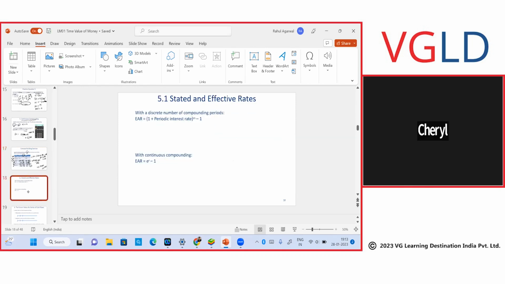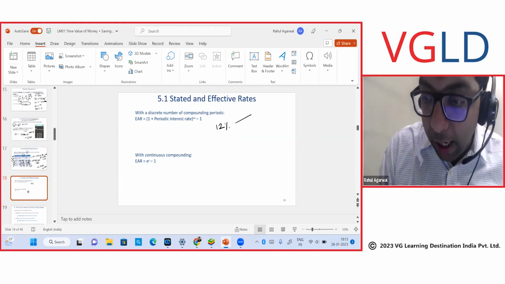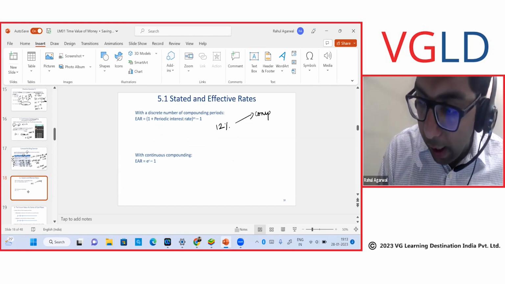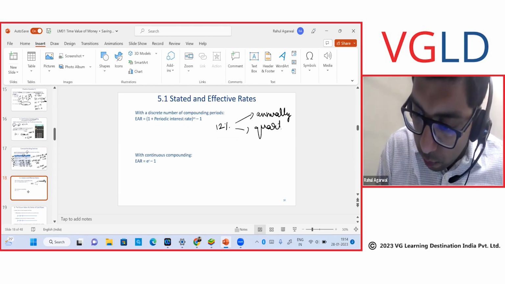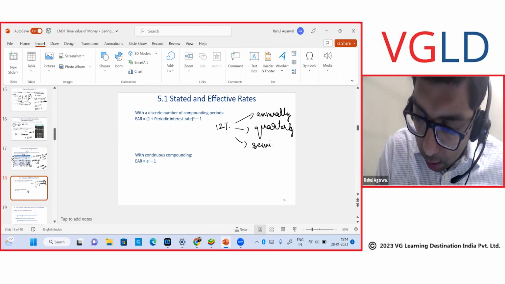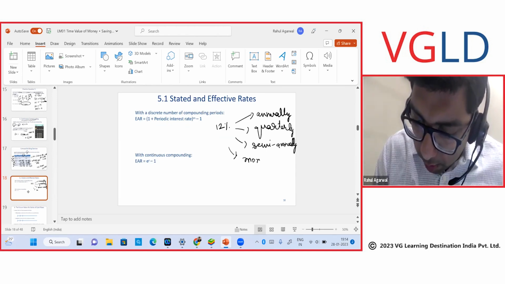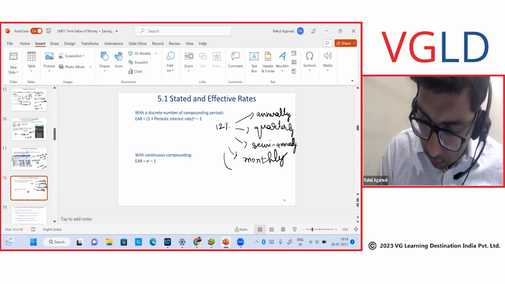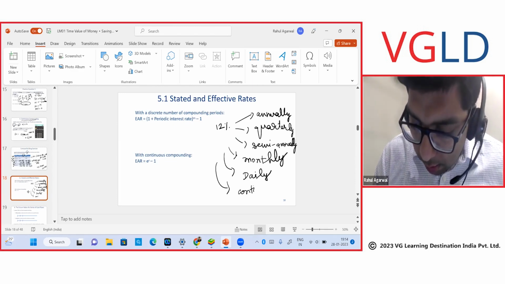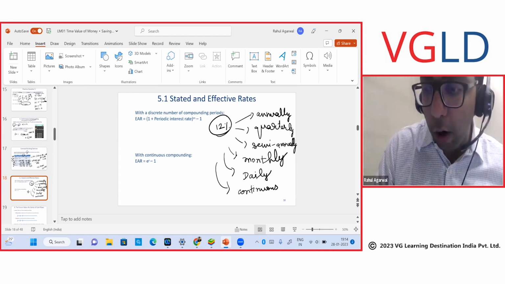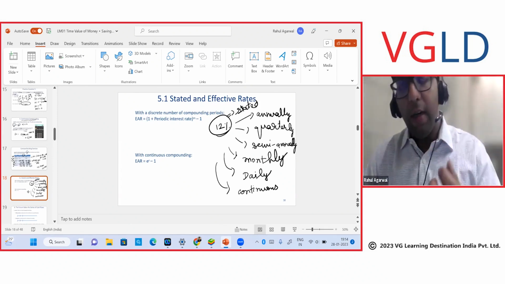Yes, sir. Now look at this stated rate and effective rate. Now try to understand. When I say 12% and then I start writing compounded annually, quarterly, semi-annually, monthly, daily, continuous. See, 12% is the rate. This is the stated rate. I am stating that you will be getting 12%. But what is the effective rate or the actual rate?